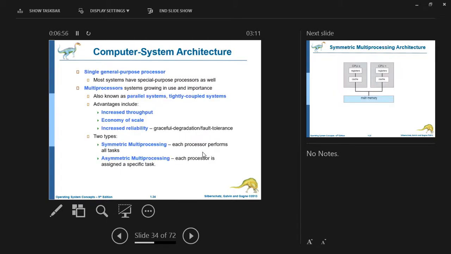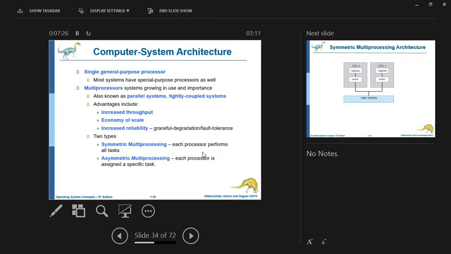If you look at the computer system architecture, in the initial days there was a single general purpose processor. Most systems have special purpose processors as well. Then multiprocessor systems are growing in use and importance, also known as parallel systems or tightly coupled systems. The advantage in multiprocessors is increased throughput. The number of instructions that it executes within a unit amount of time is going to be more.